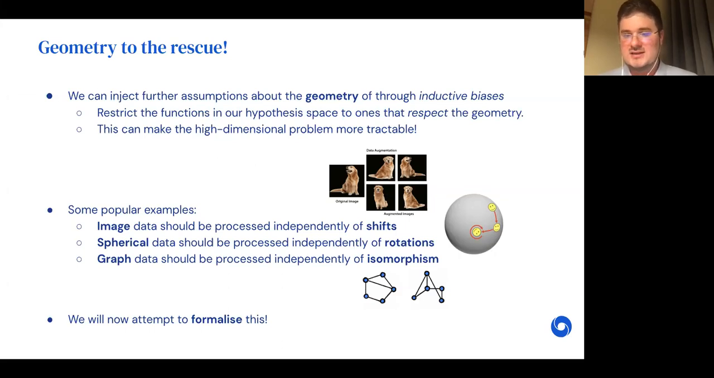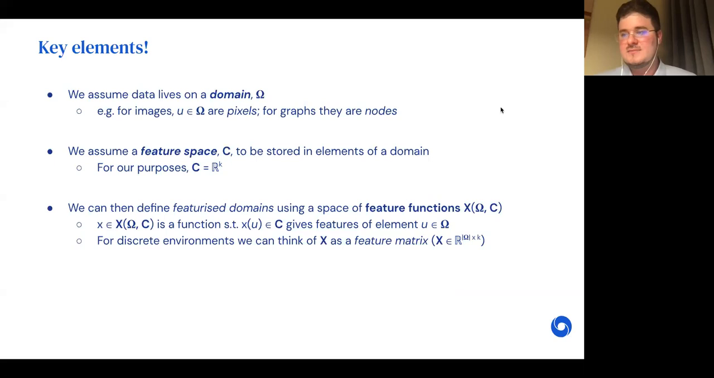And now we will try to take this piece of intuition and try to make it a bit more formal. And it turns out that this can actually be done. I will first present a few mathematical points just so we all agree on the notation. We assume our data lives on a particular domain omega, and the individual elements of this domain could be pixels if we're looking at images, or nodes if we're looking at graphs, and so on. And because in deep learning we're usually interested in representations and learning features of these parts of the domain, we will assume a feature space C to be stored in every element of the domain.